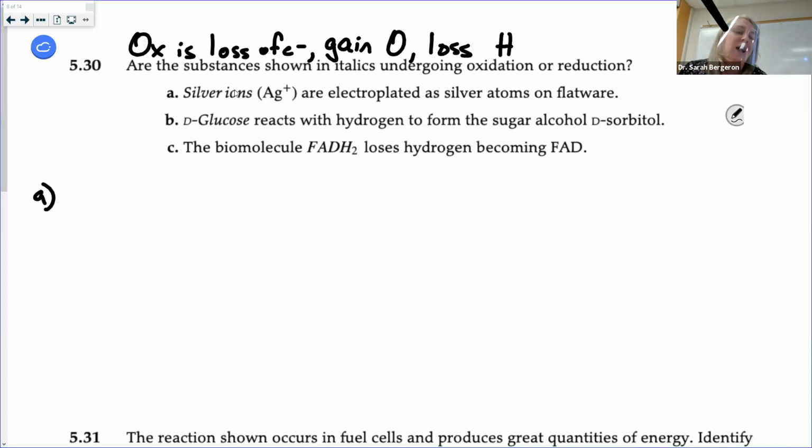Okay, so silver ions, which means you're starting with Ag plus, are electroplated as silver atoms on flatware. So how would I write a chemical reaction for this? What is the starting material? The ions are charged, right? And they are turning into what? They are turning into atoms. So how do I write that? That's a silver atom, right? An atom is uncharged.